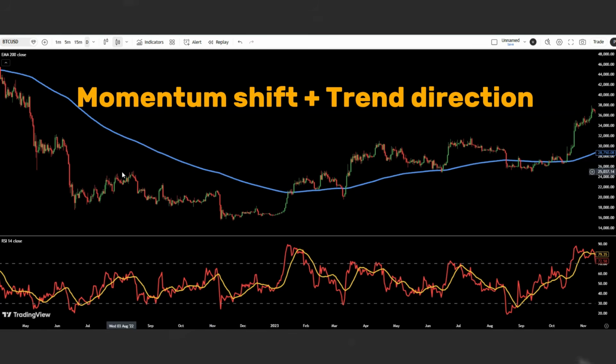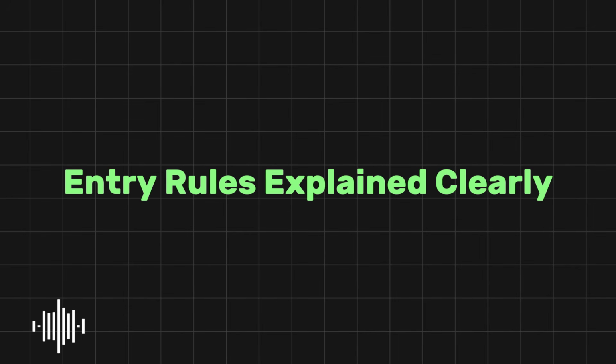Momentum shift plus trend direction. This combination is powerful. Entry rules explained clearly.